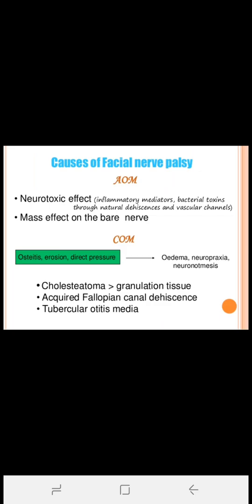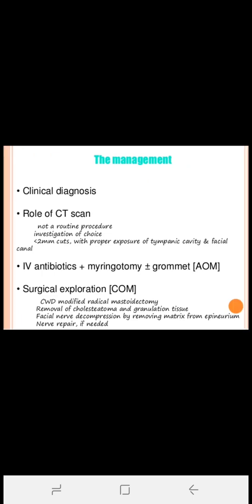In acute otitis media, it is due to neurotoxic effect, that is, inflammatory mediators and bacterial toxins through the natural dehiscences and vascular channels, and mass effect on the bare nerve. In chronic otitis media, because of osteitis, erosion and direct pressure due to edema, neuropraxia or neurotmesis can also occur. Cholesteatoma is more common than granulation tissue here. Acquired fallopian canal dehiscence will also be there, or tuberculous otitis media can also be the cause.